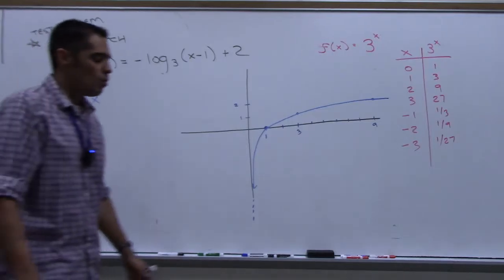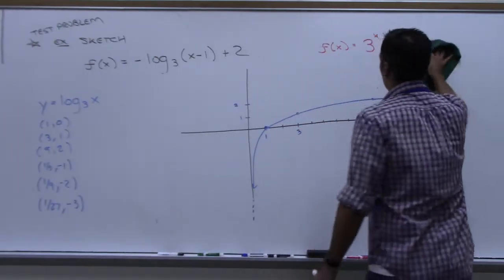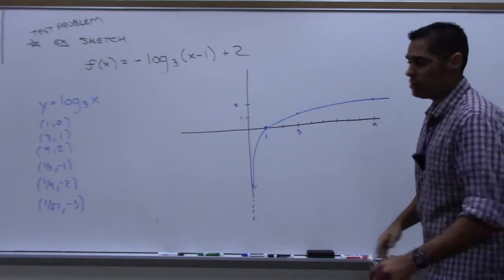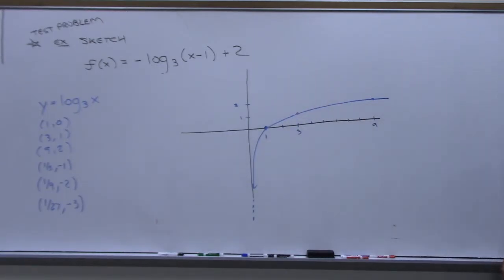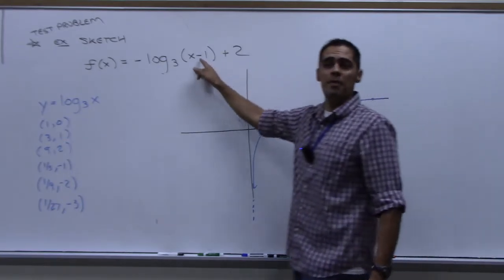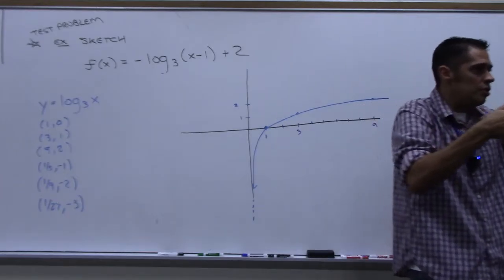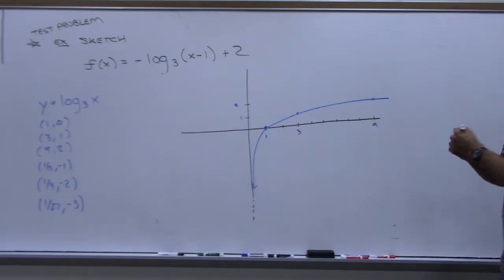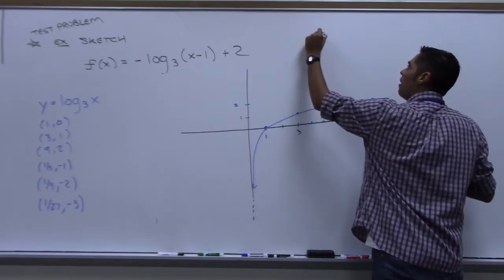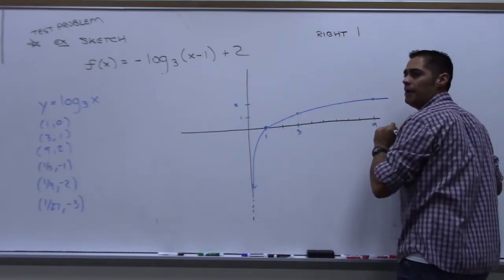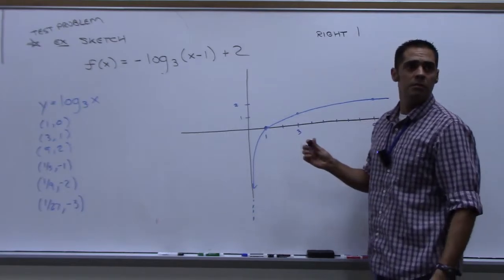Okay. So what are the transformations that we will have for this blue graph to get to our final picture? So where do we start there? The -1 inside with the x. That comes first. What does a -1 inside the function do? To the right one. So I'm going to take this blue curve, I'm going to move it to the right one. Okay? What's next?